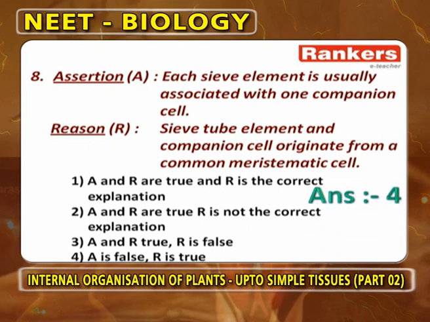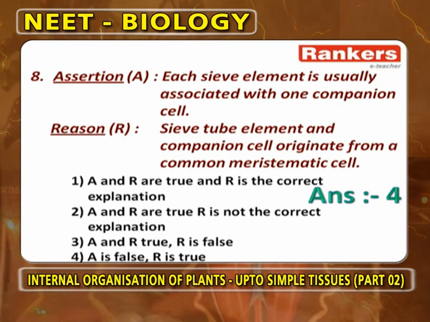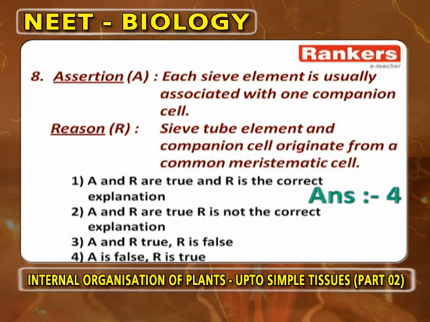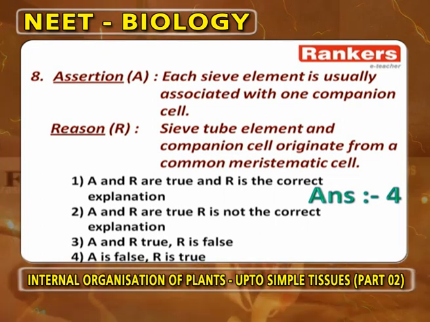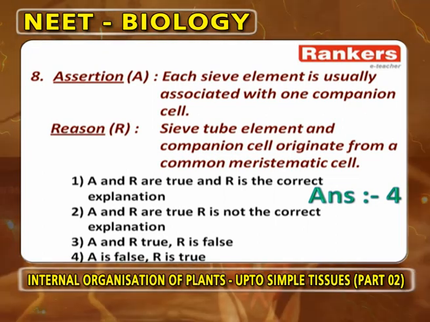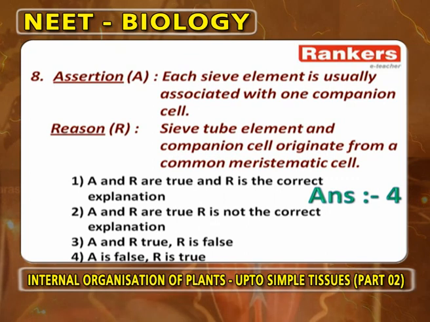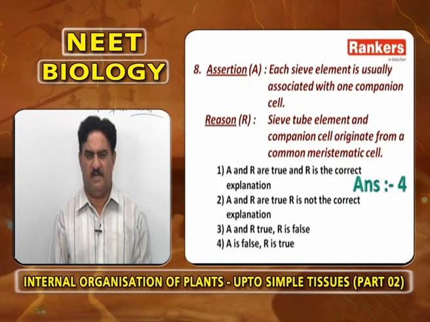This is an assertion reasoning question. Assertion: each sieve element is usually associated with one companion cell. Reason: sieve tube elements and companion cells originate from a common meristematic cell. Each sieve element is not associated with just one companion cell; every sieve tube has its own companion cell, meaning the sieve element contains numerous companion cells. The reason, that sieve tube element and companion cell originate from a common meristematic cell, is correct.